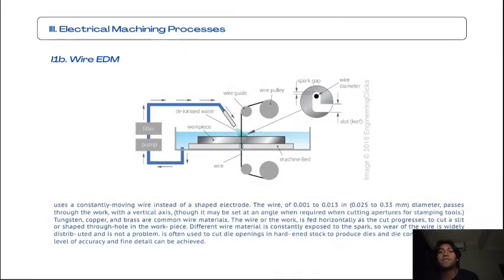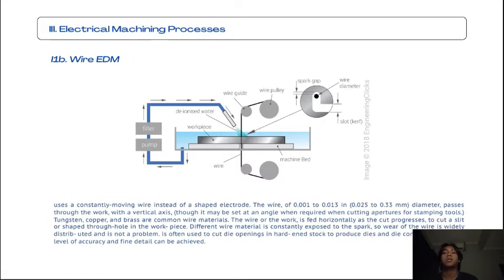Okay, the second subtopic from EDM is wire EDM. We just use a constantly moving wire instead of the shaped electrode. The wire, of 0.025 to 0.33 mm diameter, passes through the work along the vertical axis. The wire may be set to an angle when required, when cutting apertures for staple tools. Tungsten, copper, and brass are common wire materials. The work is fed horizontally as the cut progresses.